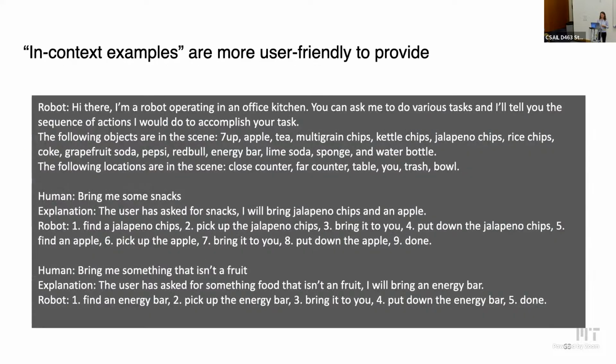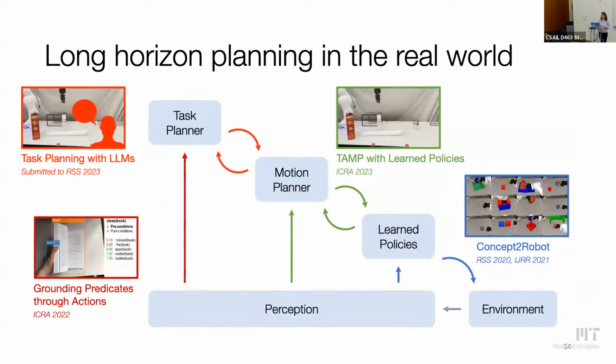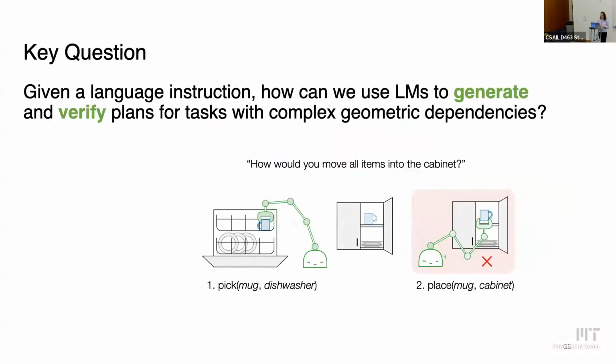But one interesting advantage of using these LMMs is that in-context examples are much more user-friendly to provide as a prompt to this LMM than this whole PDDL domain, right? Of course, we lack some guarantees on the output, and that is what we wanted to address. We wanted to do task planning with LMMs, but understand how we can use LMMs to generate and verify these plans for tasks with complex geometric dependencies, such as this running example that we had here.